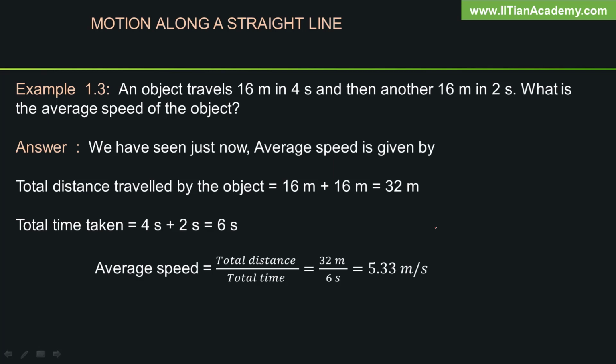Let us see the example for calculation of average speed. An object travels 16 meters in 4 seconds and then another 16 meters in 2 seconds. What is the average speed of the object?